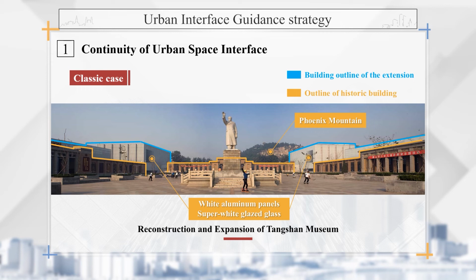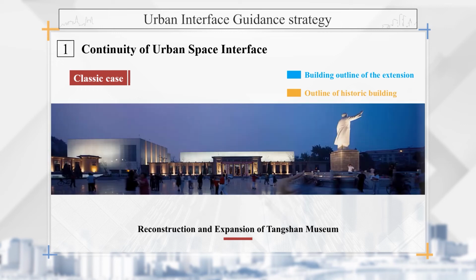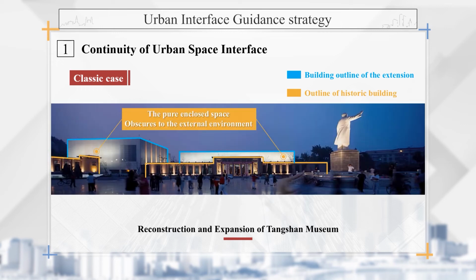The surrounding environment does not restrict the interface. However, the square in front of the building is the most popular public space of the citizens and a space that carries the memory of the city. There is an intangible limitation of the cultural environment.